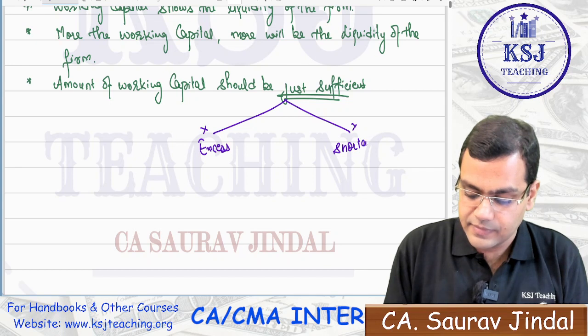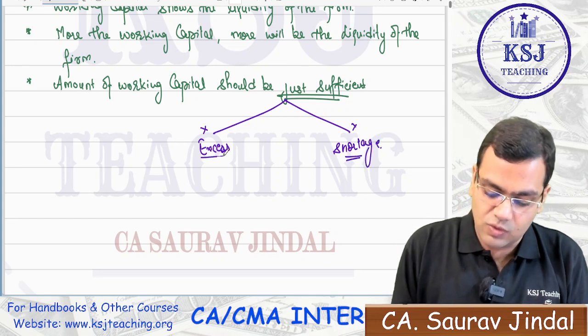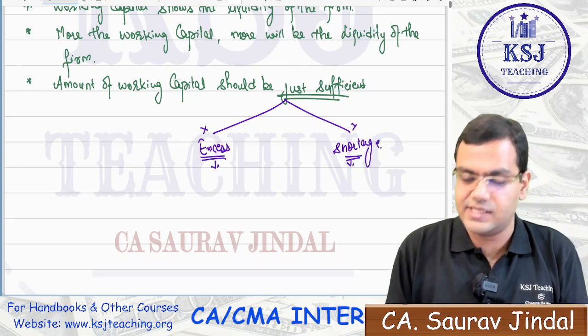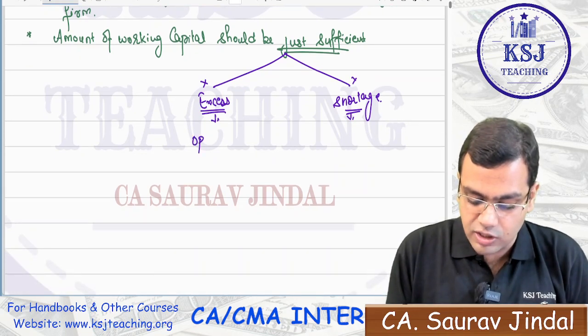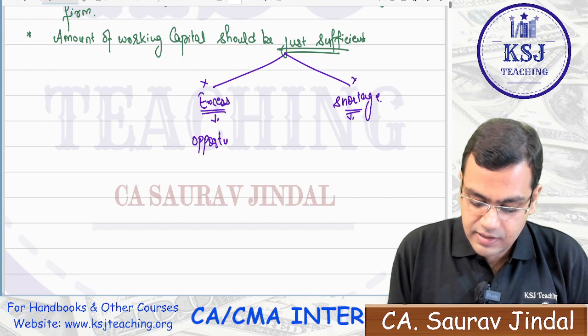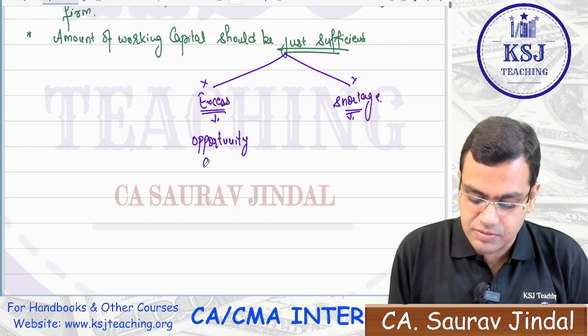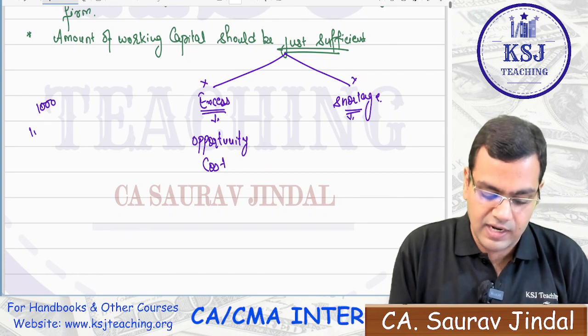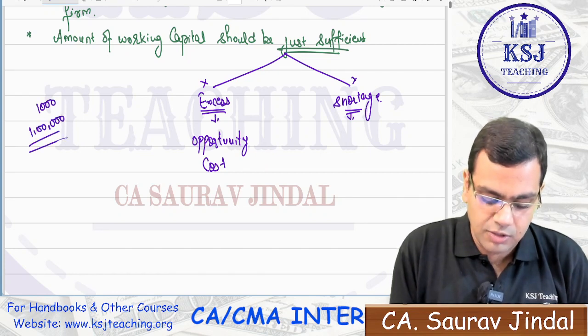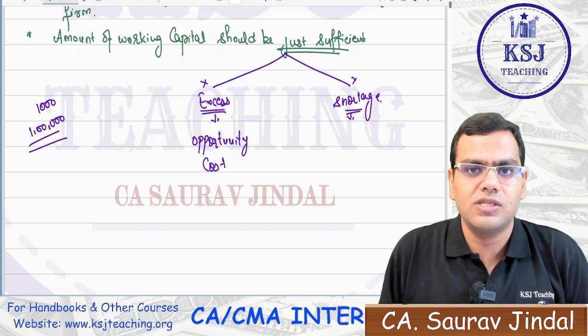Sir, why? What will happen if we have excess of working capital? Sir, if we have excess of working capital, that represents the opportunity cost. Because, for example, if you require 1,000 rupees and you have 1 lakh rupees as working capital in your pocket, does it make sense? No, sir.